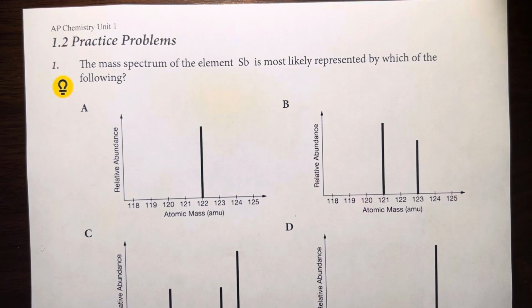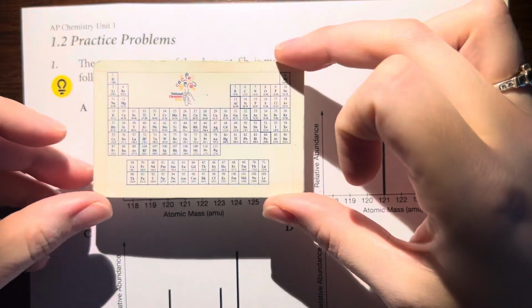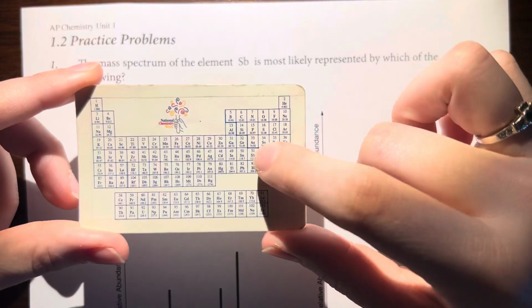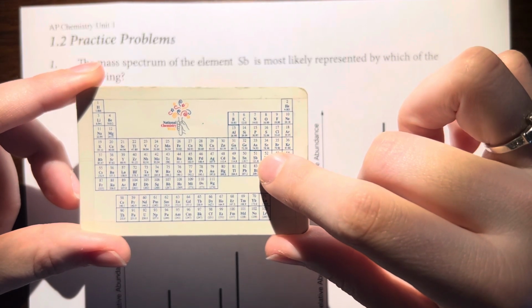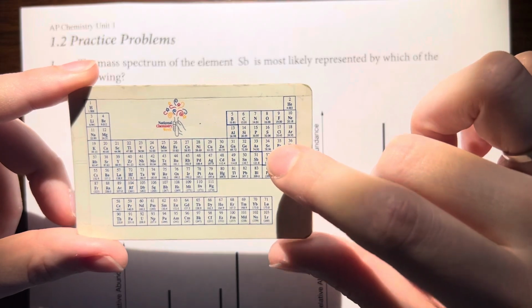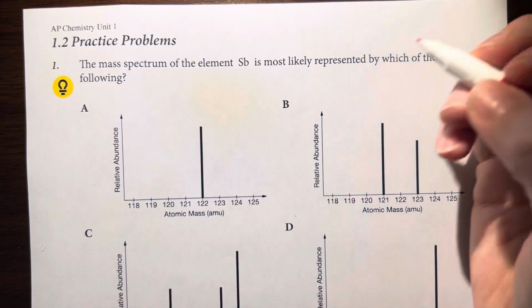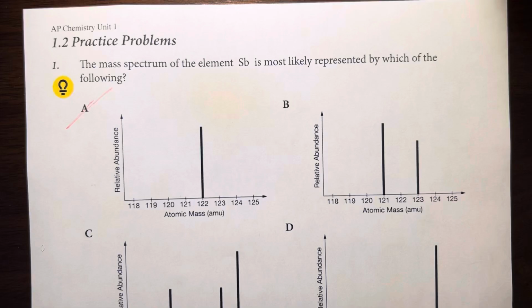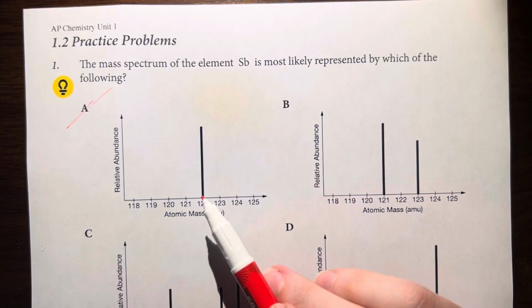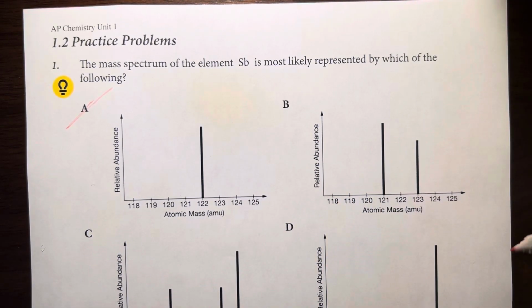Unit 1.2 practice problems. The mass spectrum of the element antimony is likely represented by which of the following? So first we need to figure out how much antimony weighs on average. And so I'm going to go ahead and look, and I see that antimony has a mass of approximately 121.8. So I can go ahead and eliminate any that are not going to remotely get me there. So A is going to be eliminated immediately because all of my mass is at 122, which is more.